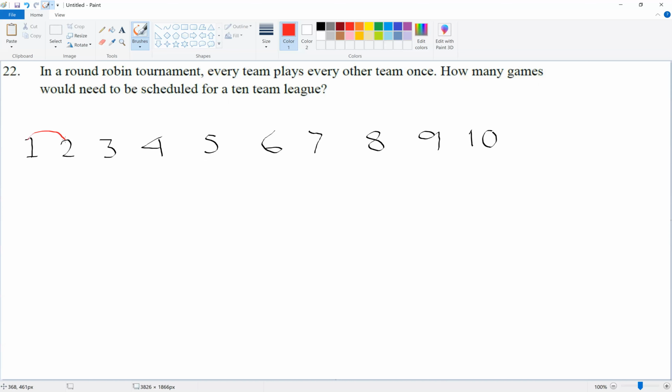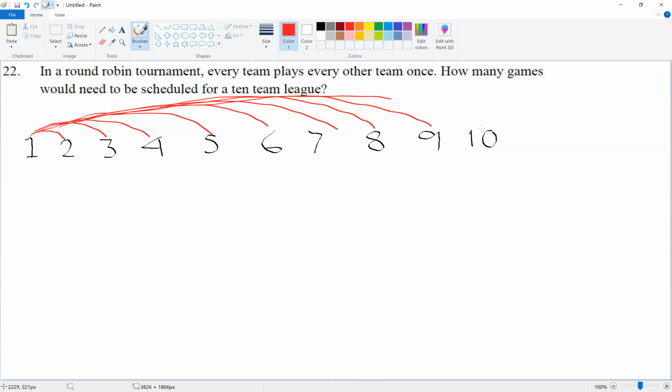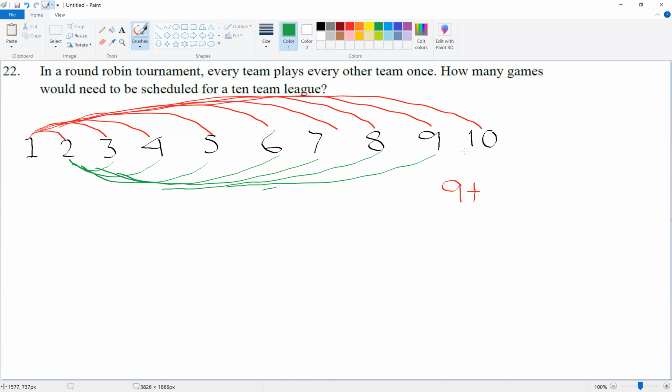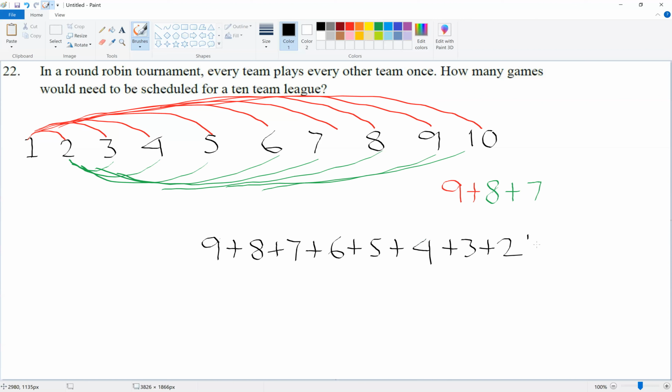So basically what she's saying is, I can take team 1 as an example. Team 1 plays 9 games. Then team 1 is done, right? Then the second team will play 8 games. Then the third will play 7 games and so on. So what would be the answer? 9 plus 8 plus 7 plus 6 plus 5 plus 4 plus 3 plus 2 plus 1.